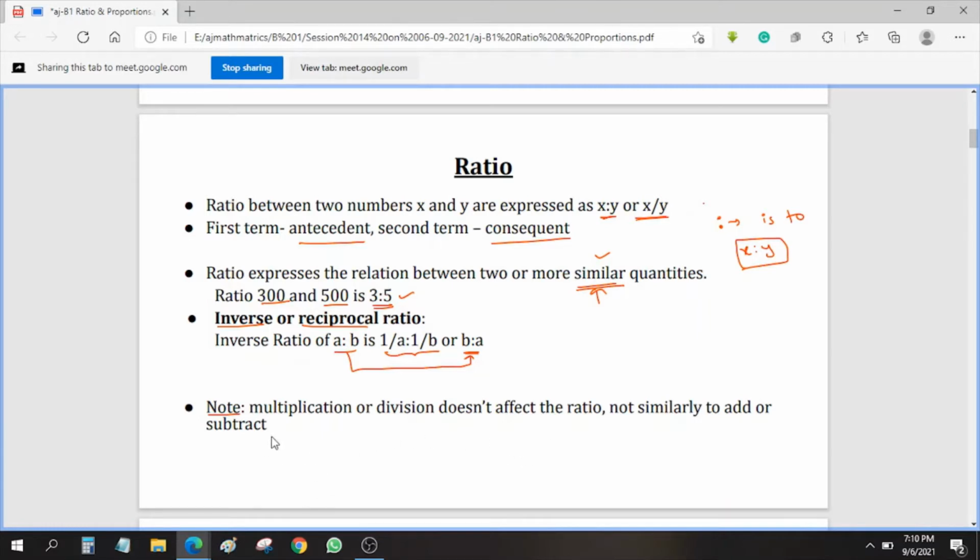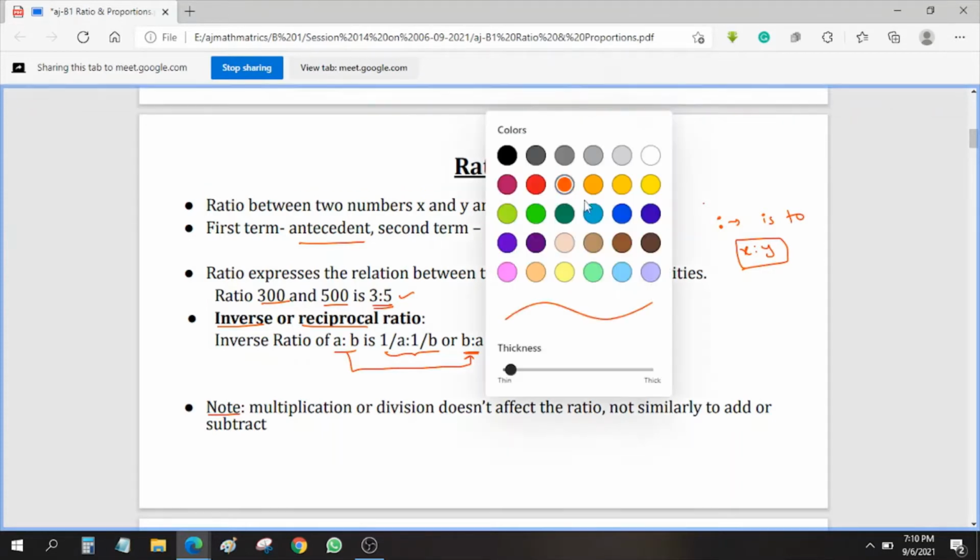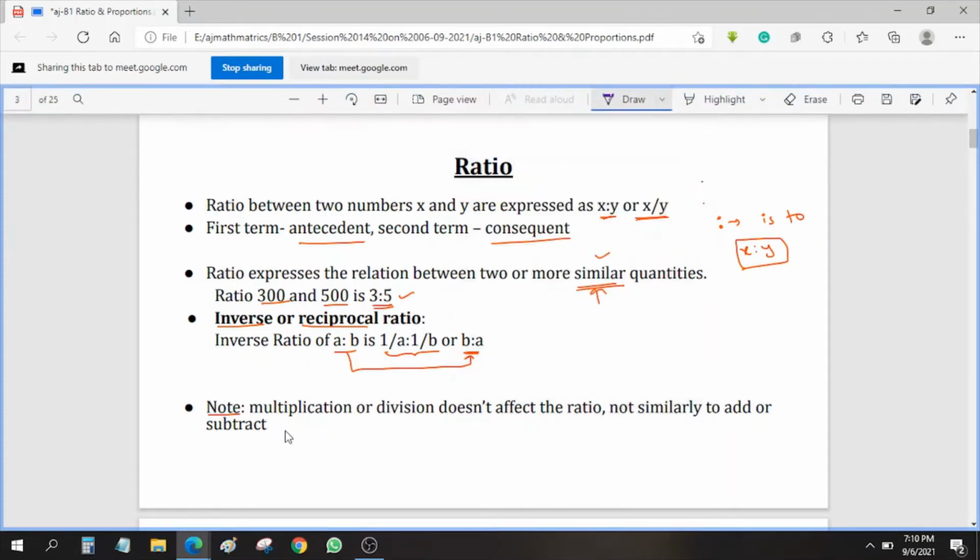Now I'll give you an example for this. Just have a look. Previously we have taken 300, 500. Now we know the ratio is 3 is to 5. Multiplication and division do not affect the ratio. Now I am multiplying with 2, for example: 300 into 2 and 500 into 2. Now you will get 600 by 1000, and the ratio is again 3 by 5. So multiplication does not affect the ratio. Similarly, if you divide 300 by 100, 500 by 100, that doesn't affect the ratio. You get 3 is to 5.